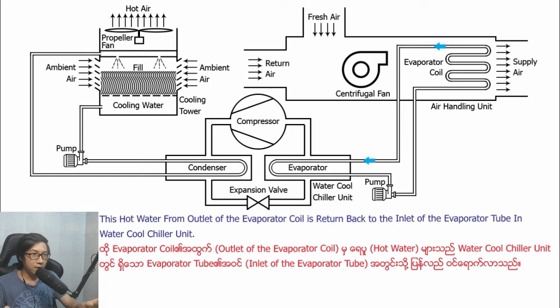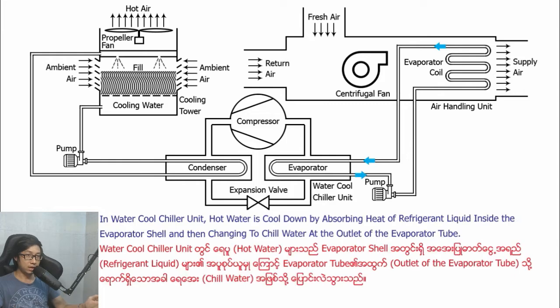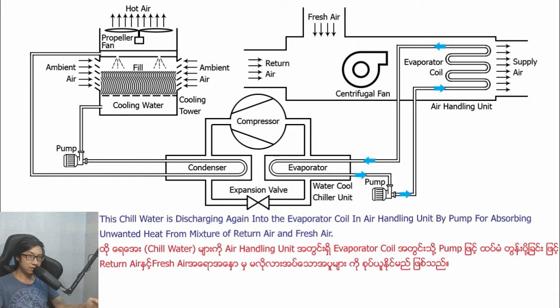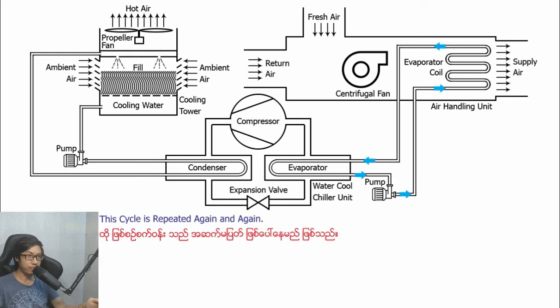This hot water from the outlet of the evaporator coil returns to the inlet of the evaporator tube in the water-cooled chiller unit. In the water-cooled chiller unit, the hot water is cooled down by transferring heat to the refrigerant liquid inside the evaporator shell and then changes to chilled water at the outlet of the evaporator tube. This chilled water is discharged again into the evaporator coil in the air handling unit by the pump for absorbing heat from the mixture of return air and fresh air. This cycle is repeated again and again.